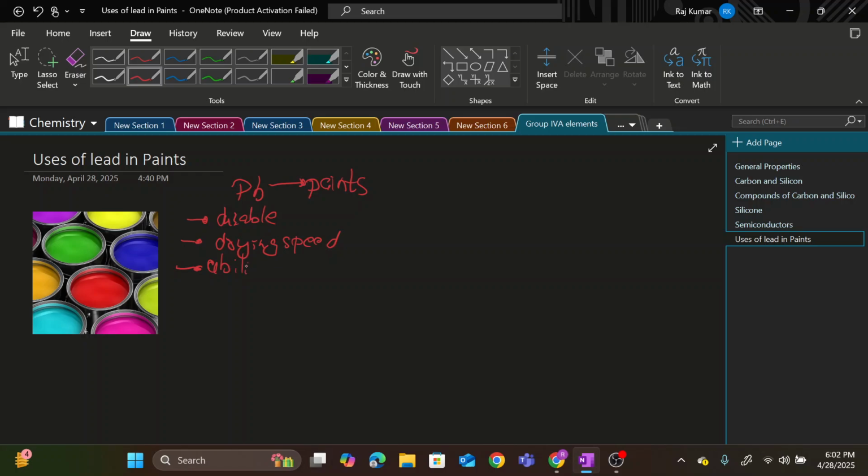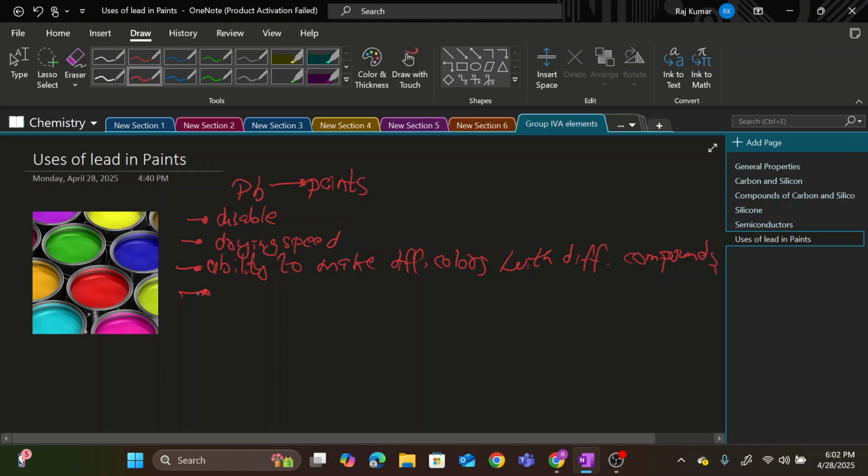It also had the ability to make various colors. Different compounds of lead can make different colors. And it retarded corrosion. It basically used to retard corrosion.